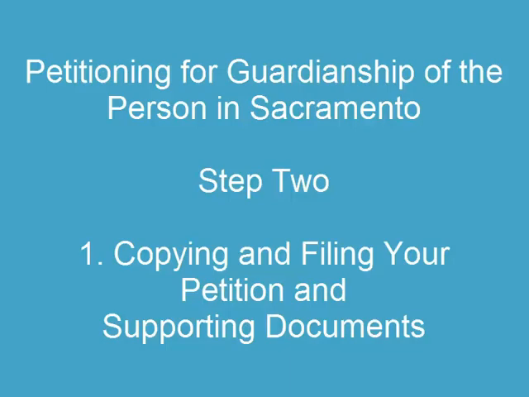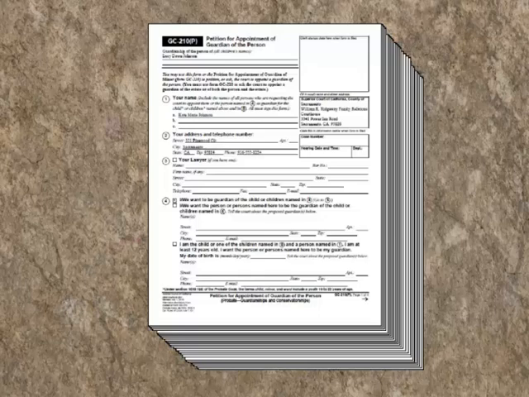Now that you have completed your forms, you are ready to copy and assemble them for filing. If you have filled out the Sacramento County Superior Court's Guardianship Part 1 packet by hand, you should remove the staple, locate the first page of Form GC-210P, Petition for Appointment of Guardian of the Person, and then set aside all pages that were before that page. Keep the remaining pages in the order that they were in the packet.